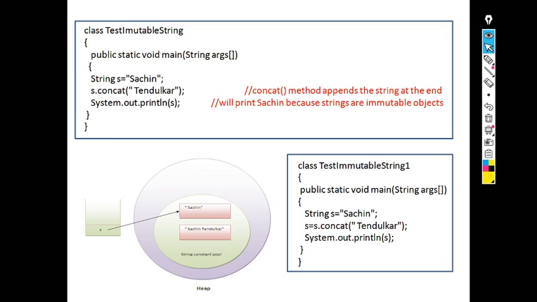I have written string S equals Sachin, and then I have written S equals S dot concat Tendulkar. So, what I am doing is referencing now to Sachin dot concat Tendulkar. That means one more string, Sachin Tendulkar, is being created in the string constant pool, and now my S will be pointing to Sachin Tendulkar. But remember, whatever you created in the first program, that Sachin, will still be there in the heap memory. That is why it is said that string objects are not mutable, that means they are immutable objects.